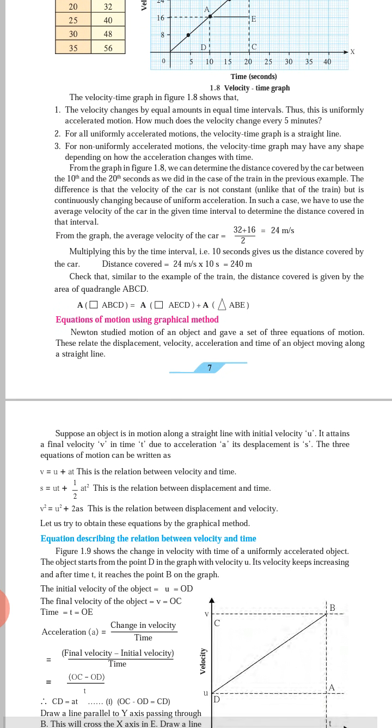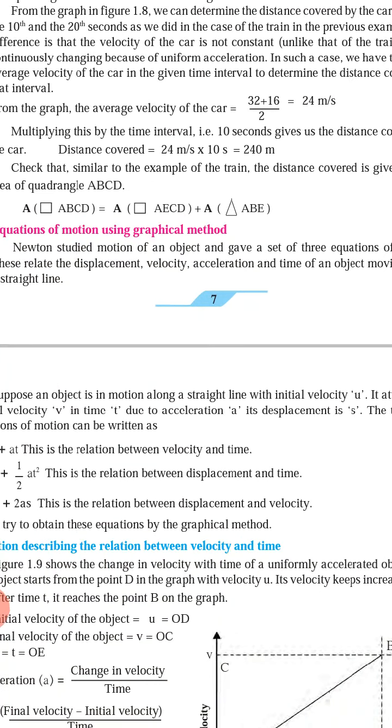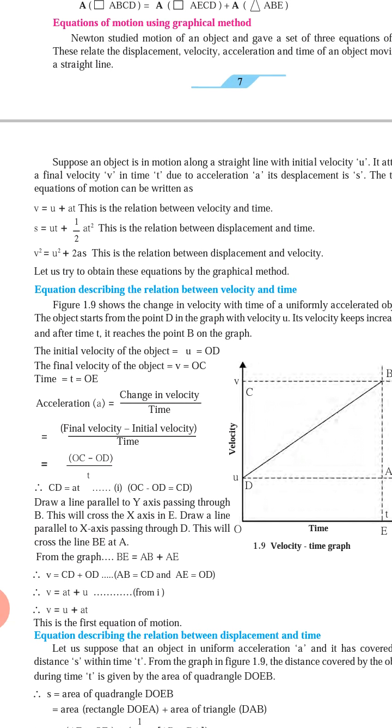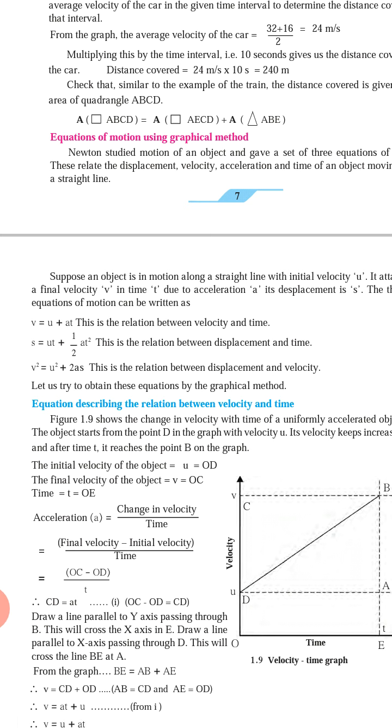Next, the most important point of this lesson is equations of motion using graphical method. There are 3 equations of motion. See on the page number 8. This is page number 8, and there are 3 equations shown here. v = u + at, s = ut + ½at², v² = u² + 2as. These 3 are called as equations of motion. You have to learn all these equations and their relationships.